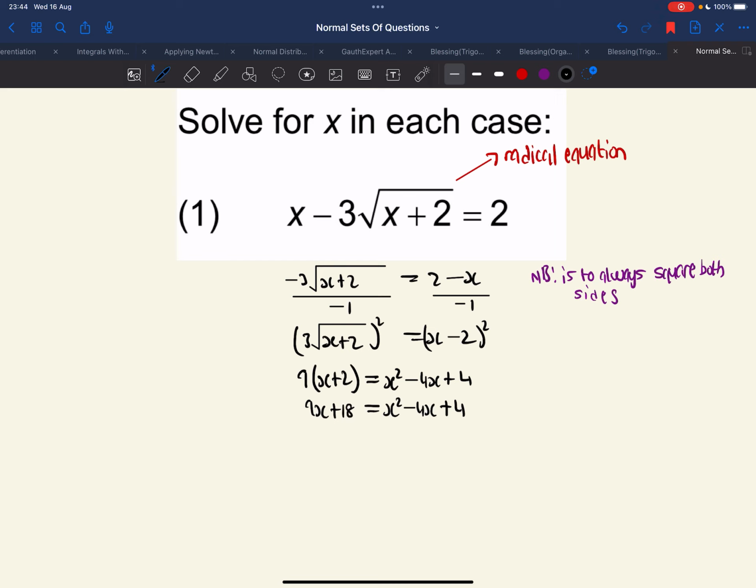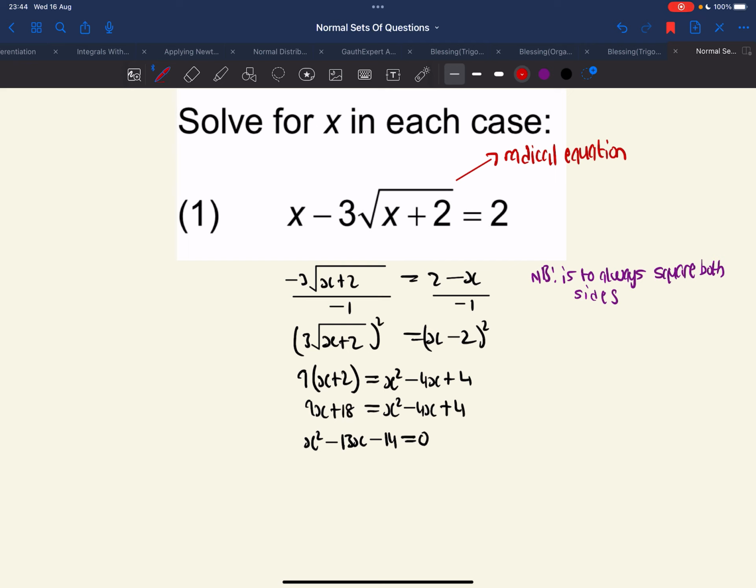Okay, then you can now take everything to the right hand side. So you're going to see x squared. If you say minus 4 minus 9, you should get minus 13x. And you say 4 minus 18, you're going to get minus 14. So x squared minus 13x minus 14 equals 0.